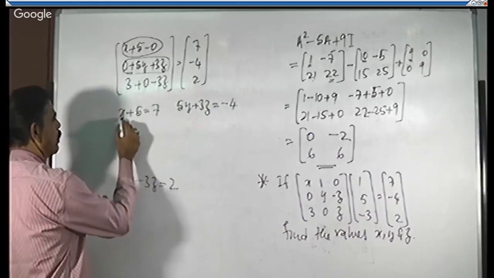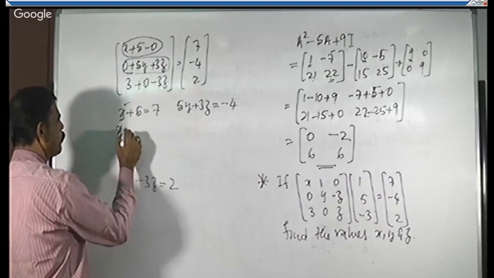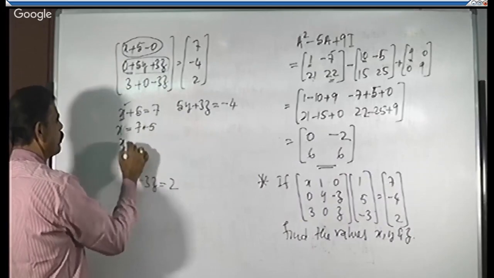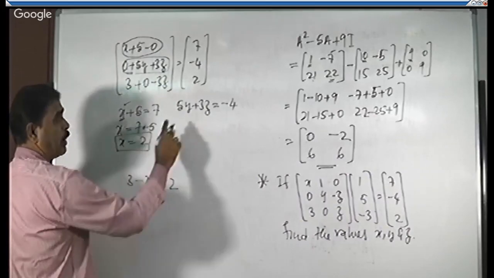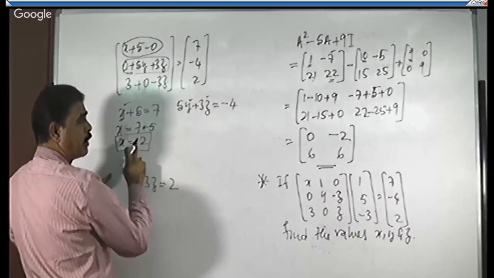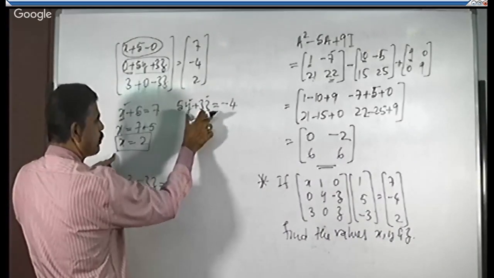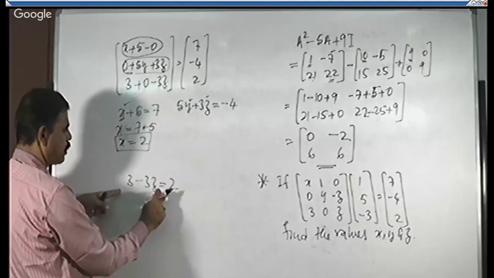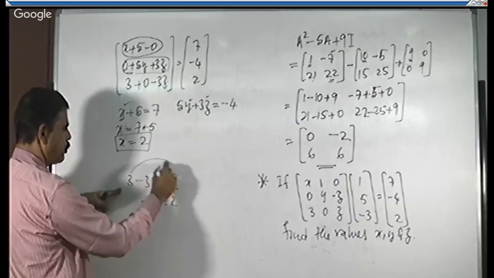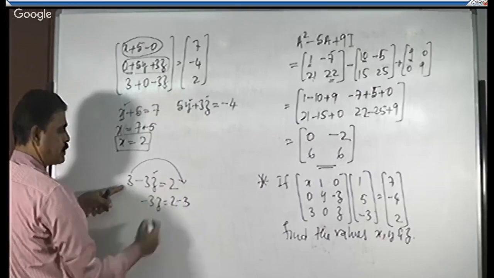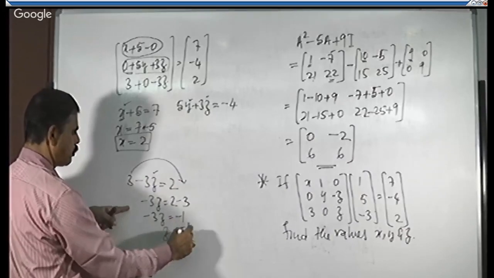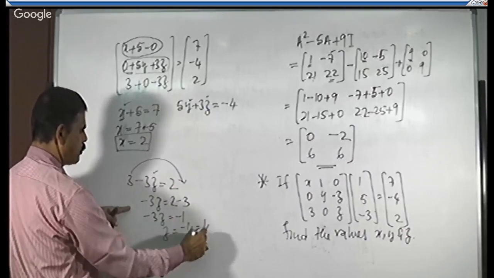See the first equation. Here we have only one unknown, that is x, that can be found directly. x is equal to 7 minus 5, that is x is equal to 2. In the second equation, there are two unknowns, y and z, both are unknown. So here we know x, we don't know y and z. If I go to the third equation, here also we have only one unknown, that is z: 3 minus 3z is equal to 2. When 3 is transferred to the right side, its sign changes, it is minus 3. Minus 3z is equal to minus 1. Therefore, z is equal to minus 1 by minus 3, or it is 1 by 3.